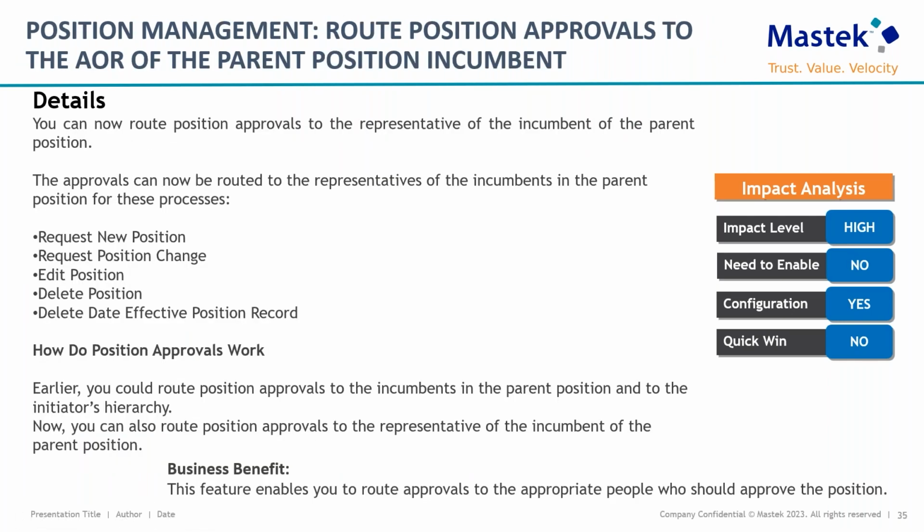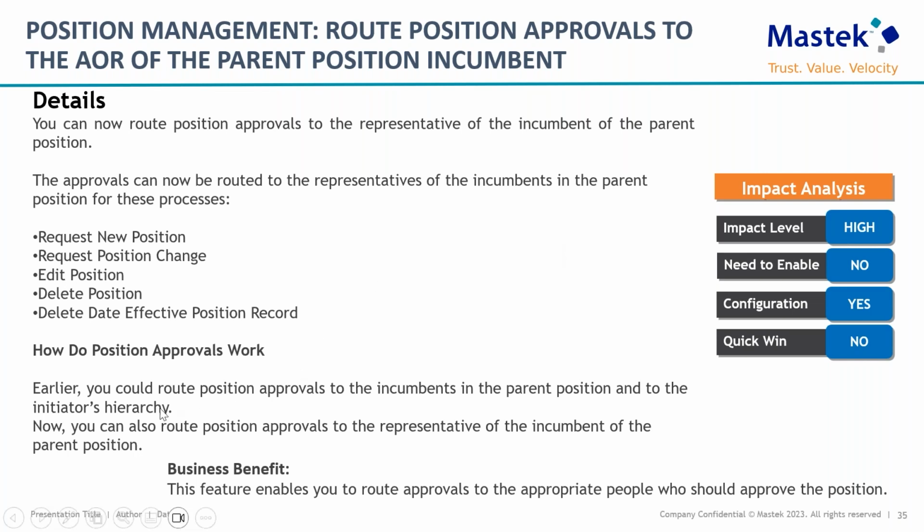Then the other feature is in position management: route position approvals to the AOR of the parent position incumbent. This is one another good feature which we are looking for. So now we'll be able to route the approvals to the parent position's incumbent AOR. Using this feature, the approvals can now be routed to representatives of the incumbent of the parent position for the following processes: request new position, request position change, edit position, and delete date-effective position record.